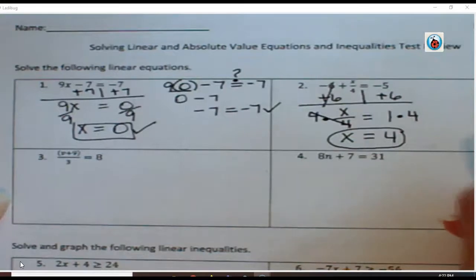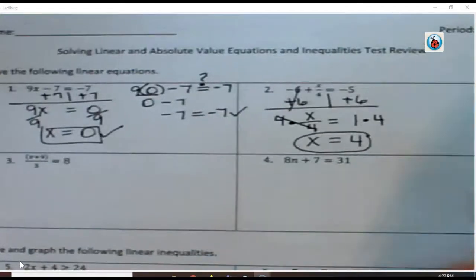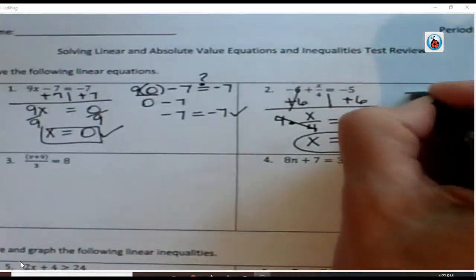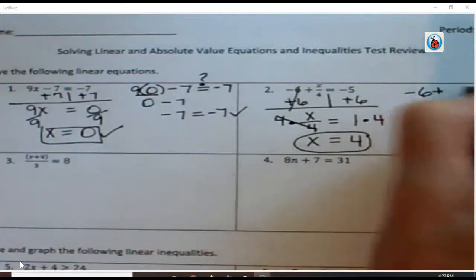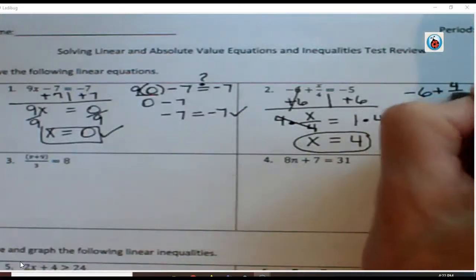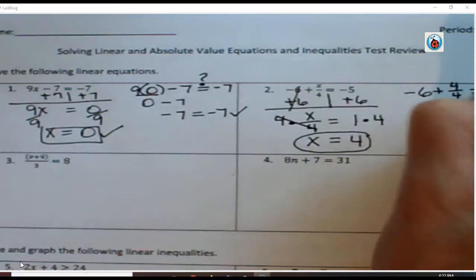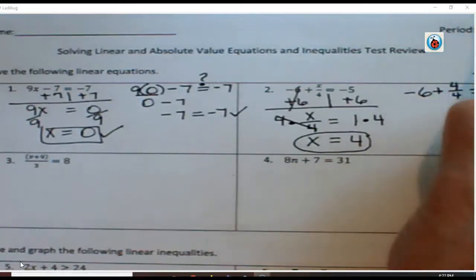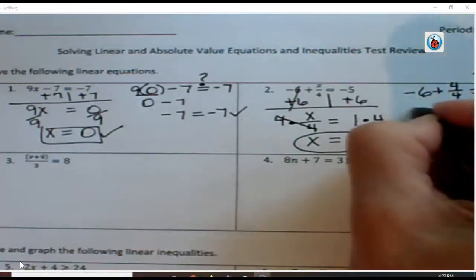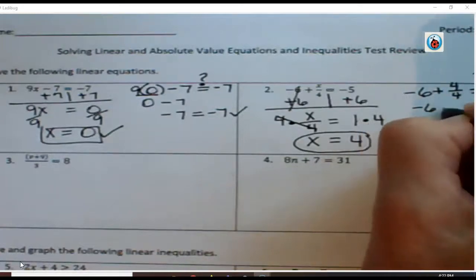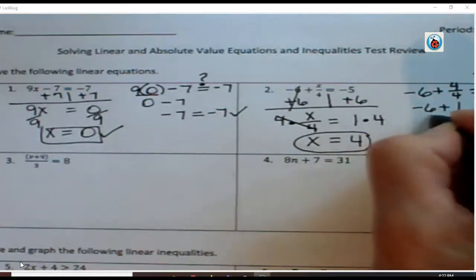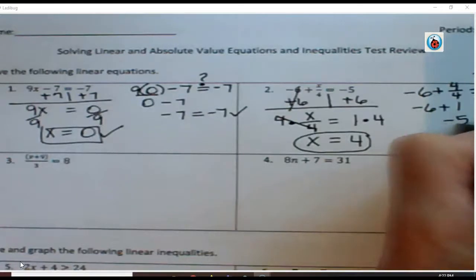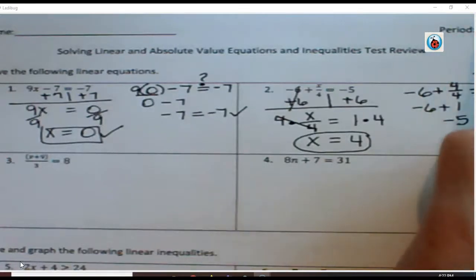So put it back into the equation just to check. You could say negative 6 plus 4 over 4. Does that equal negative 5? You've got a negative 6. 4 over 4 is just 1. Negative 6 plus 1 is negative 5, and yes, it does equal negative 5.